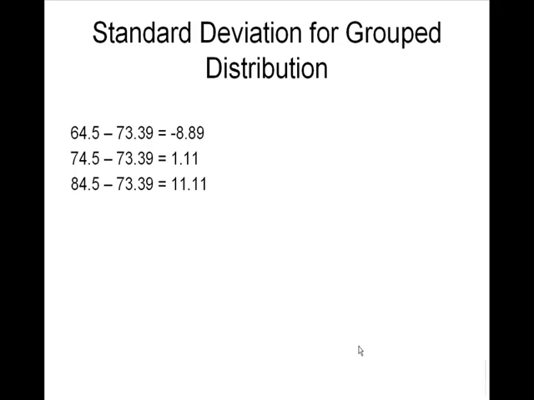Now we need to figure out what the deviations are. So 64.5 minus 73.39 gives me negative 8.89. 74.5 minus 73.39 gives me 1.11. And 84.5 minus 73.39 gives me 11.11. So I take those representative values and I'm finding the deviations from the mean.